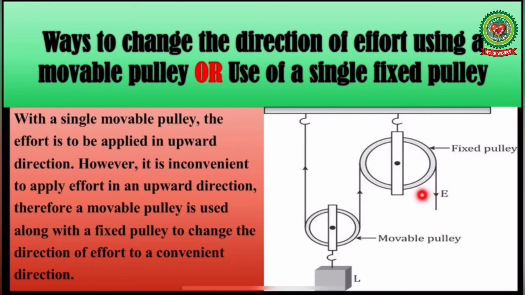As a single fixed pulley has mechanical advantage equal to 1, it cannot act as a force multiplier or speed multiplier. It helps to change the direction of effort. Let's have a reading of this. With a single movable pulley, the effort is to be applied in upward direction. However, it is inconvenient to apply effort in an upward direction. Therefore, a movable pulley is used along with a single fixed pulley to change the direction of effort to a convenient direction.